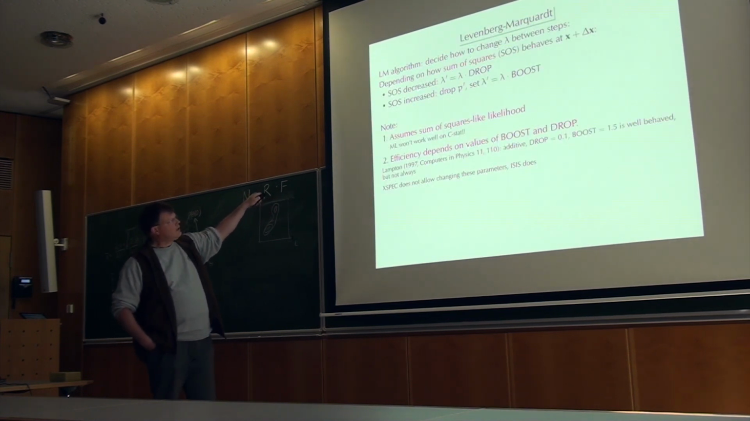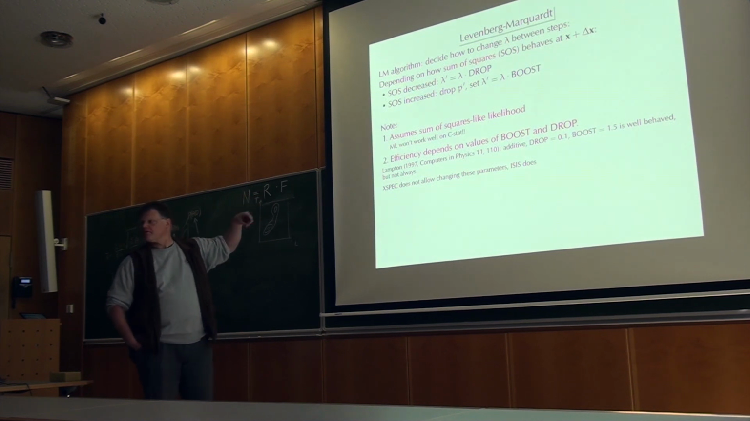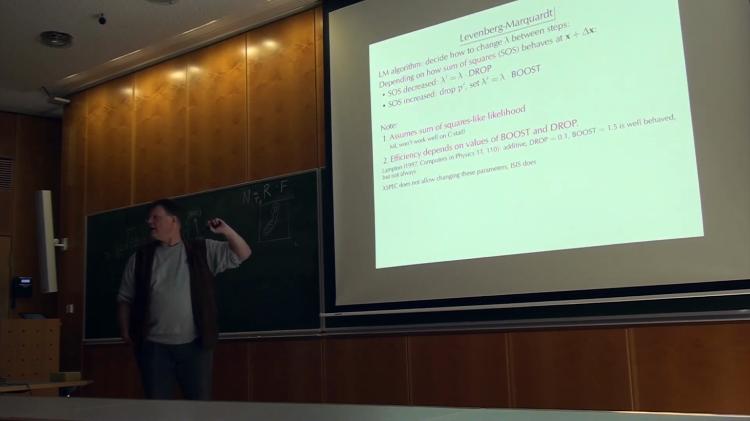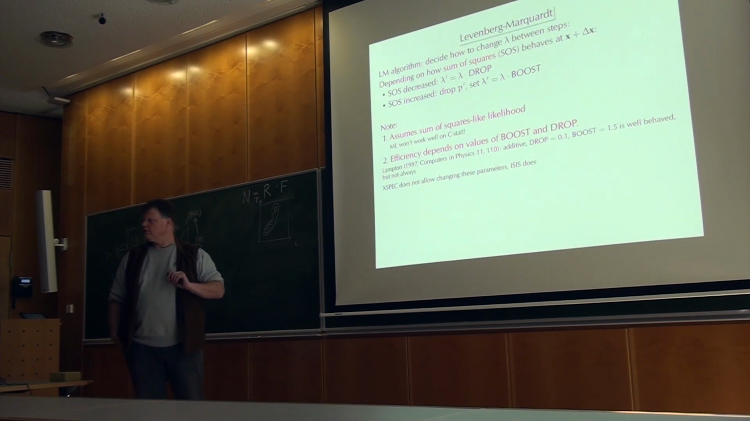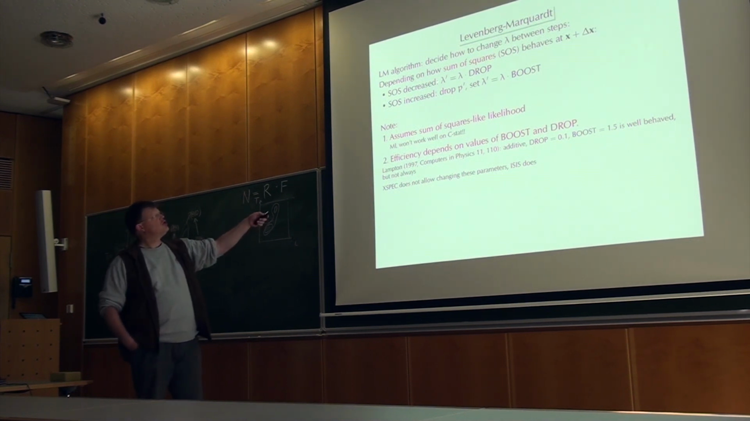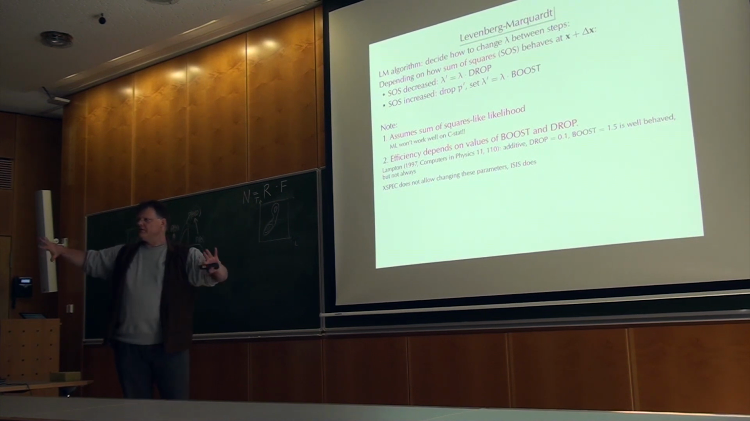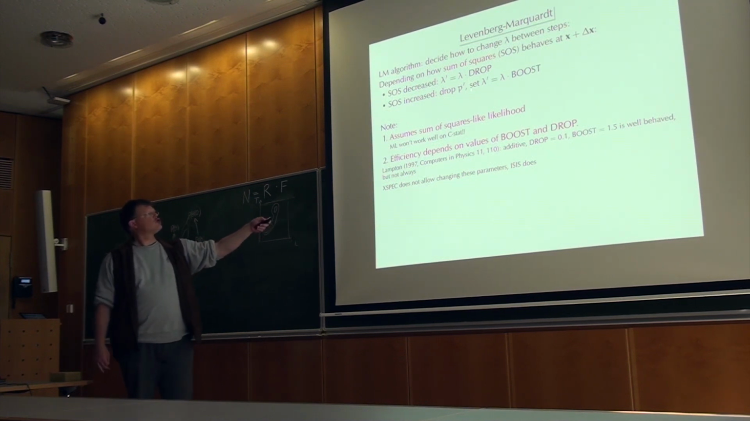So, if it decreased with respect to the previous step, then you say, oh, I'm probably closer to the minimum, and you reduce your value of lambda. If the sum of squares increases, then you say, oh, I'm walking in the wrong direction. Let's not walk in that direction. Let's increase this value of lambda and try again.